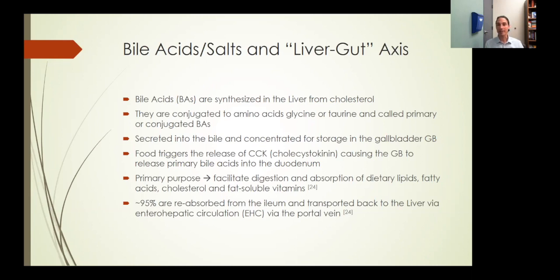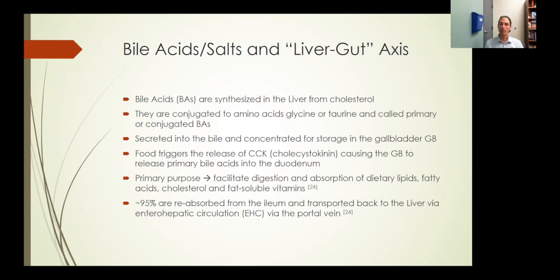Bile acids are made in the liver from cholesterol. They're conjugated to amino acids like glycine and taurine, and once they get conjugated, they're called primary bile acids or conjugated bile acids. These bile acids are concentrated in the gallbladder. As food moves into the first part of the small intestine, the duodenum, it triggers the release of cholecystokinin, and that causes the gallbladder to release these primary bile acids into the duodenum. The main purpose there is to facilitate the digestion of fats.